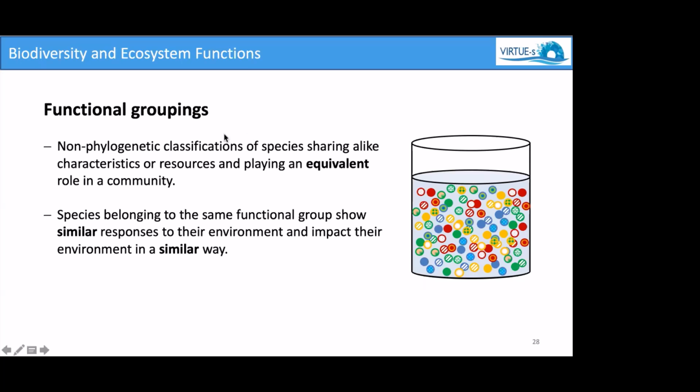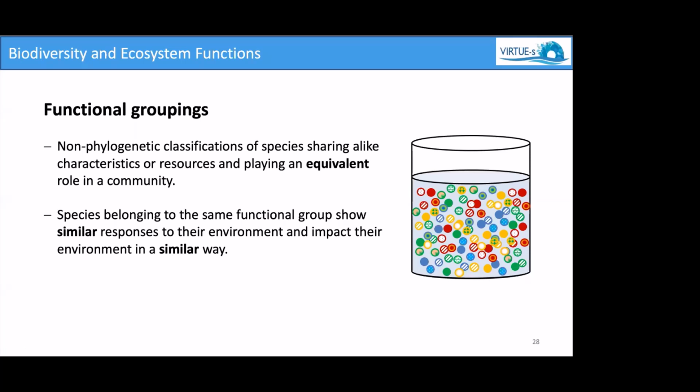Okay. And then the species belonging to the same functional group will show more or less similar responses to their environment or impact their environment. Again, it is not in the same way, but in a similar way, because there are some organisms which are impacting more and some organisms which are impacting less. May it be due to size.